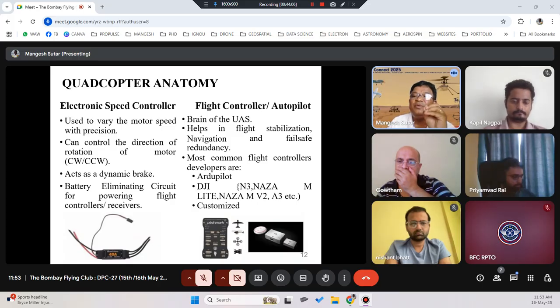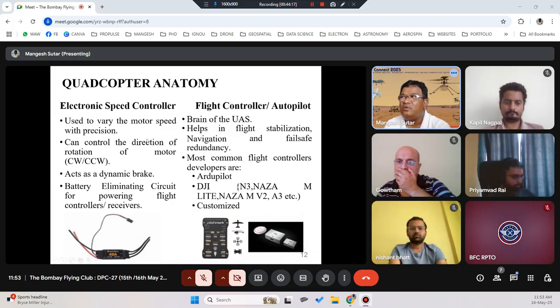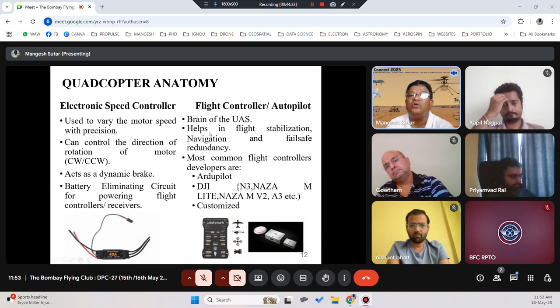But then there needs to be intelligence, right? For example, you are doing autonomous flying, or even when you are flying manually, you are giving some controls. The way you give controls to your drone, it will fly. So the flight controller is actually the brain of the drone. It helps in flight stabilization, navigation and fail-safe redundancy. All that configuration, whatever we do with respect to the safety, security, and smooth flying of your drone, is done using the flight controller.